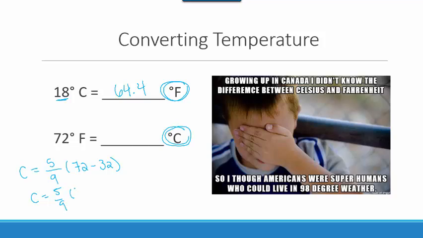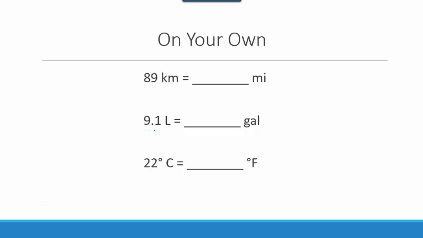So now we would have C equals 5/9. 72 minus 32 is going to give you 40. So again, you can do this as 5/9 times 40 over 1, which is going to give you 200 over 9, which if you divide those two, you would see 22.2 degrees Celsius. So a comfortable temperature in our house in America would be a comfortable temperature of 22.2 degrees Celsius in pretty much any other place in the world.